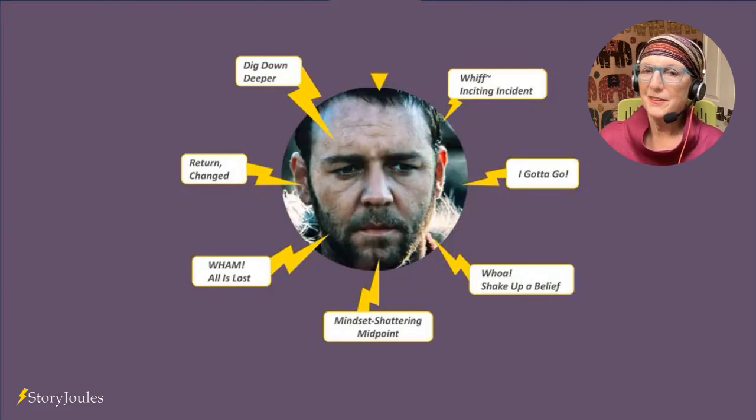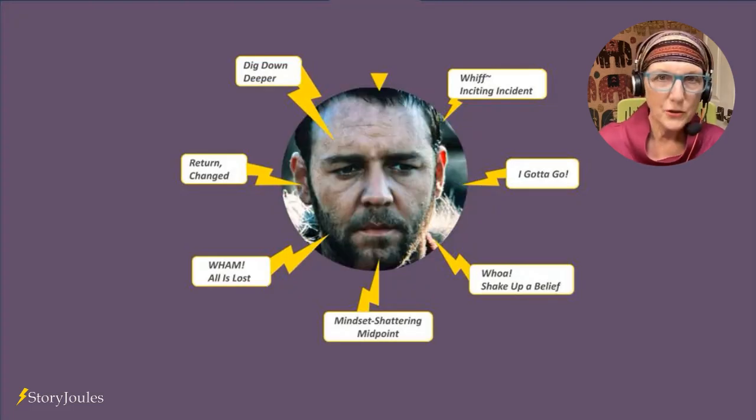Here we have Maximus at the center, and these are the 7 Joules. And that's how we're going to check the theme connection. We're going to work from the Joules because those are supposed to be the 7 most powerful story moments. So let's check it out.